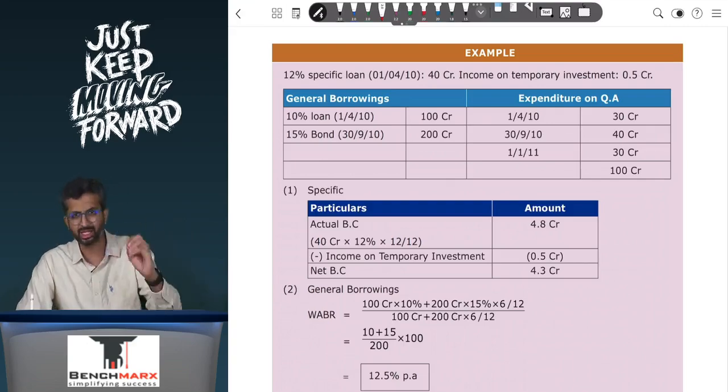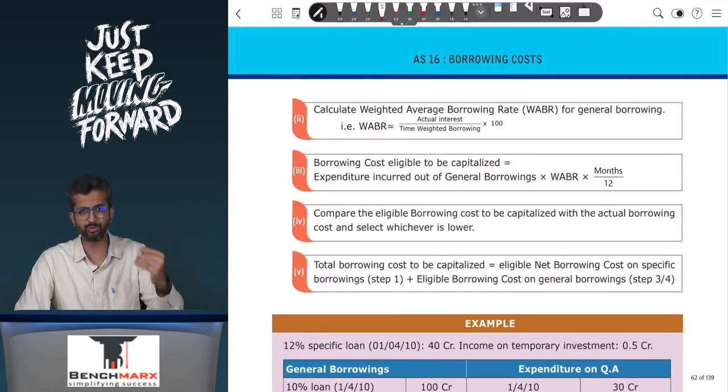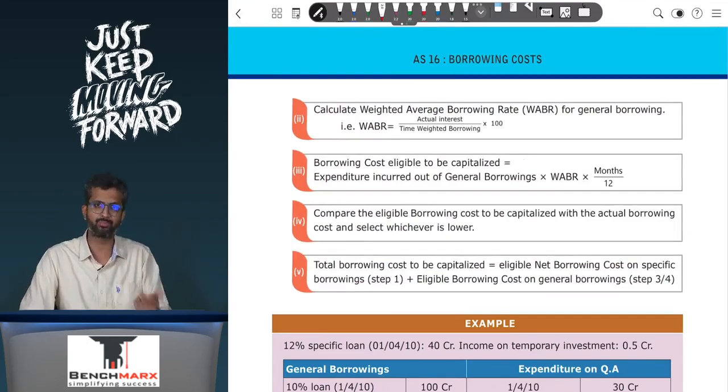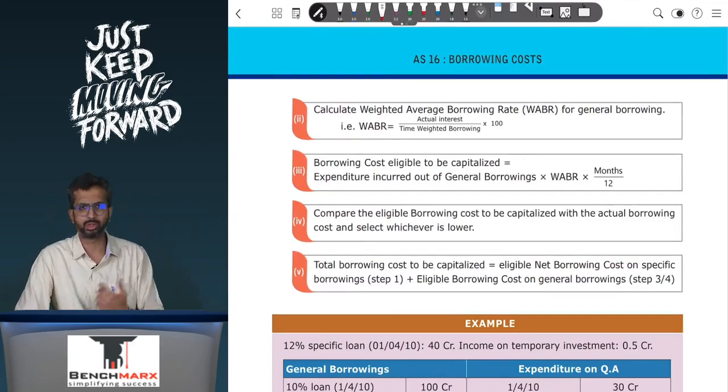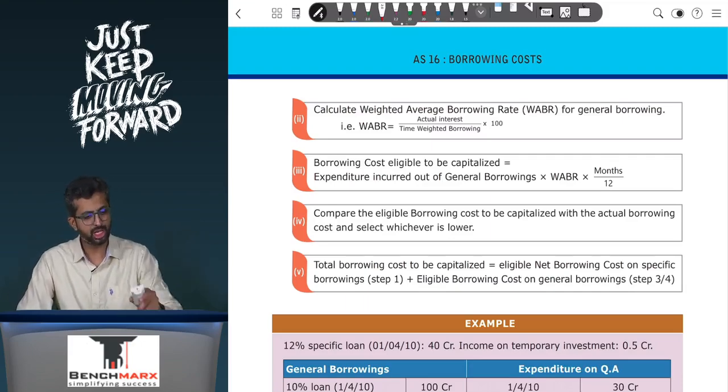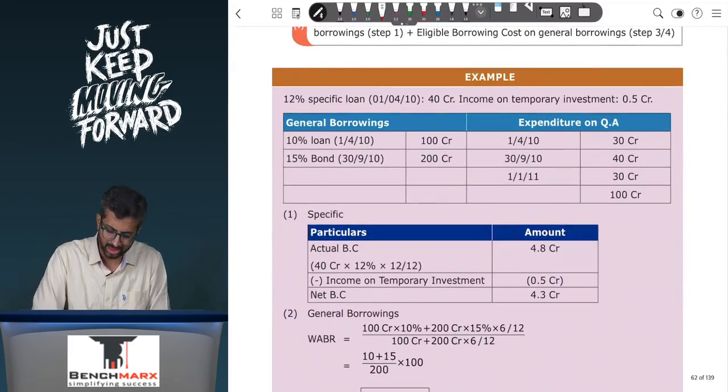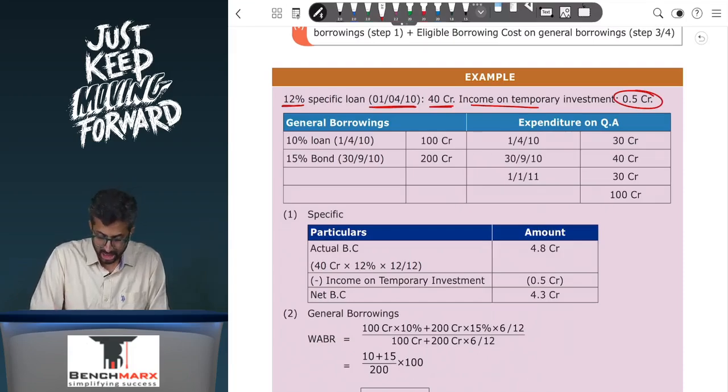You will review the steps, but it is best if you understand it with numbers. We'll take an example and then probably use that for the purpose of our sums as well. So let us go to this example and then we'll go to the steps. There's a 12% specific loan taken on 1st April 10 for 40 crores. Income on temporary investment is 0.5 crores of these funds. There's a general borrowing of 10% taken at the beginning of the year, and a 15% borrowing taken on 30th September. Expenditure is not incurred on the first day entirely. It's 30 crores, then 40 crores, and then 30 crores, a total of 100 crores.